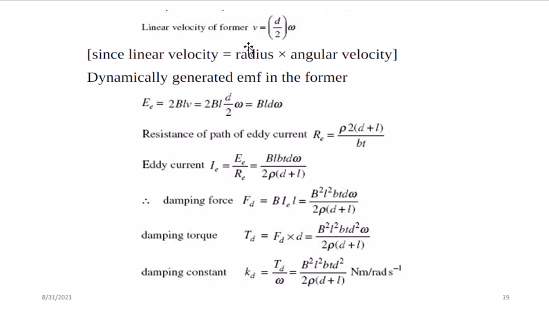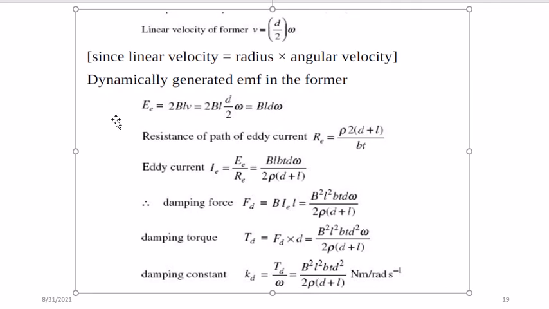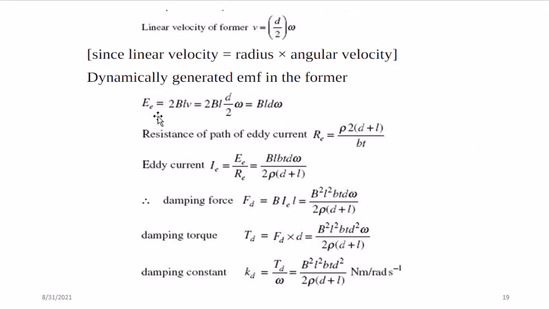So the amount of EMF generated, EC, is given by 2BLV, where L is the length of the material, V is the velocity, and B is the magnetic flux density. Now I can say 2VL. Instead of putting V, I'll put d over 2, which is radius, times what? Omega, as we have defined the velocity here. Now the 2 can cancel 2, and my EC is equal to BLdω, where ω is our angular velocity.